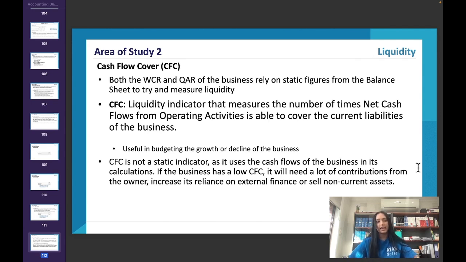So if the business has a low cash flow cover, it means that the business needs a lot of capital contributions from the owner, or it might need to increase its reliance on external finance, or it might need to sell its non-current assets. So basically, quick asset ratio and working capital ratio rely on static figures, but cash flow cover uses non-static figures.